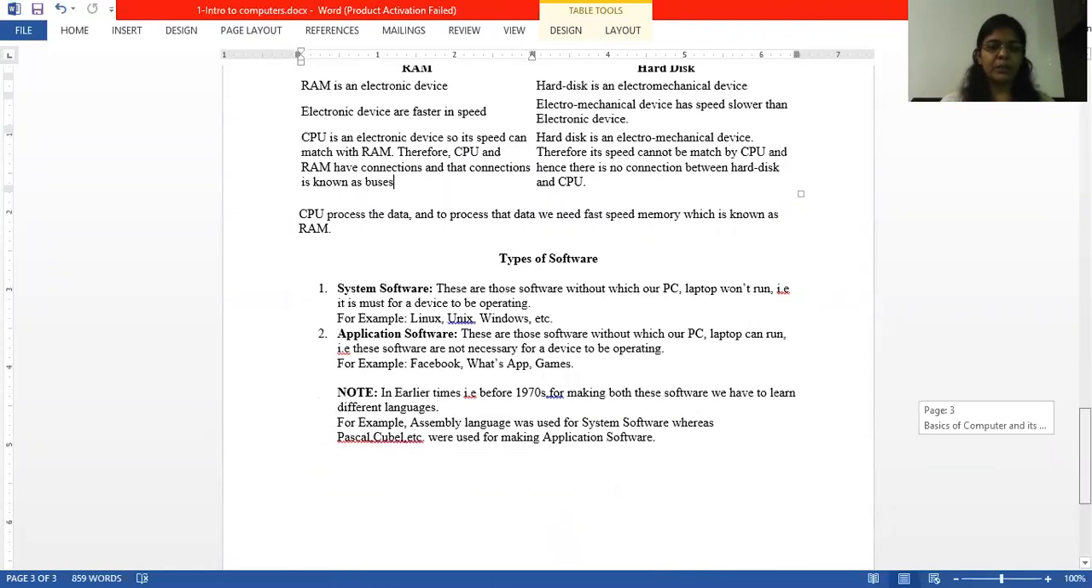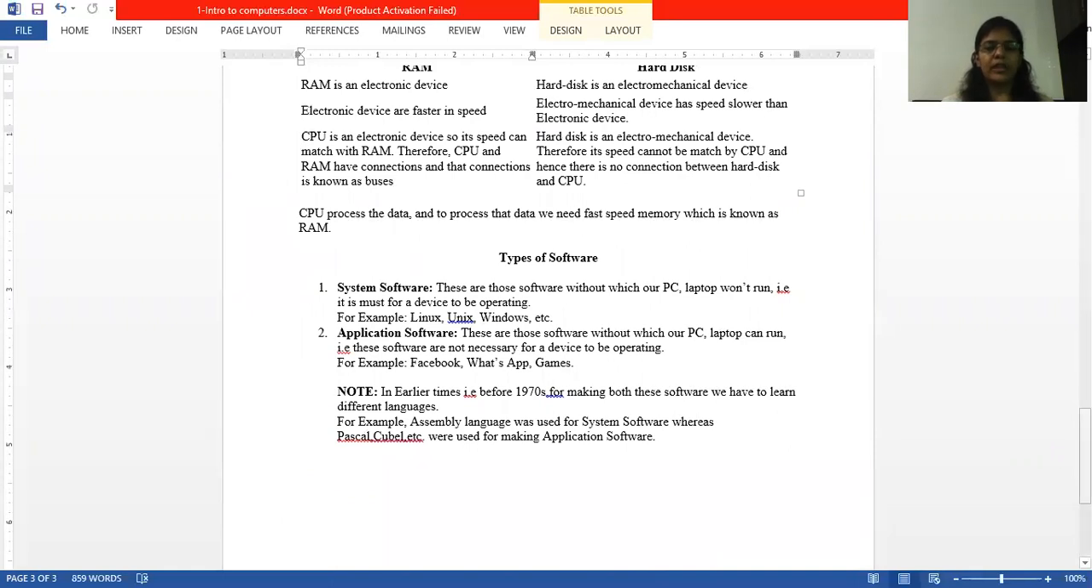Now next is types of software. There are categories of software, a proper classification, but we just need to understand that there are basic two types of software that we use on our computer, that is system software and application software. These are the two basic categories.